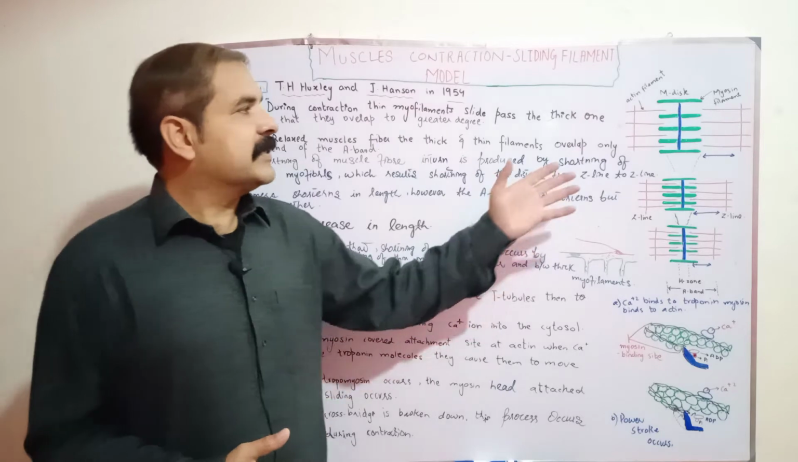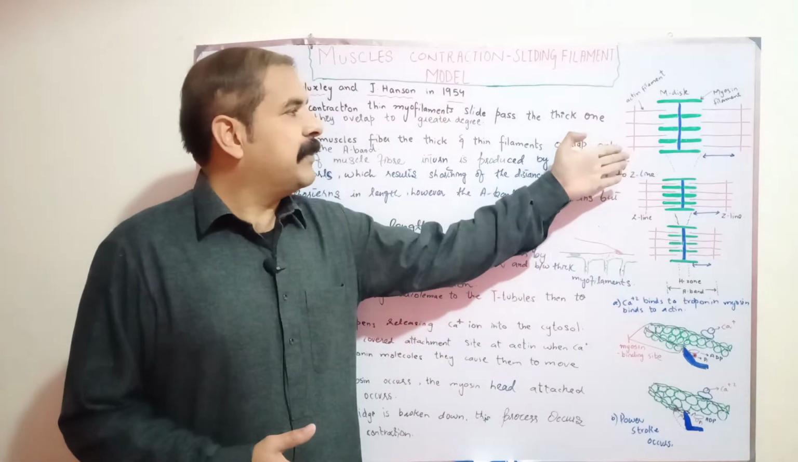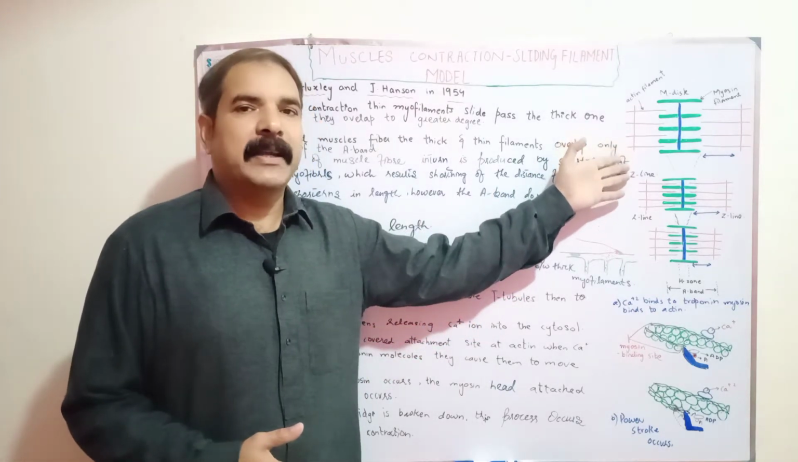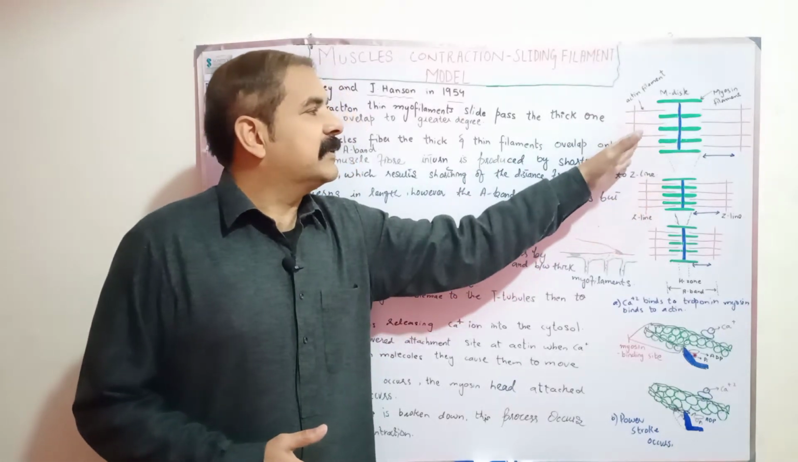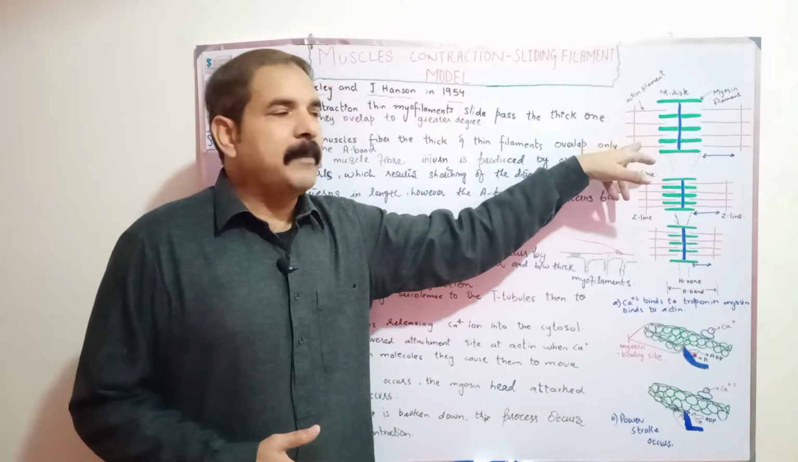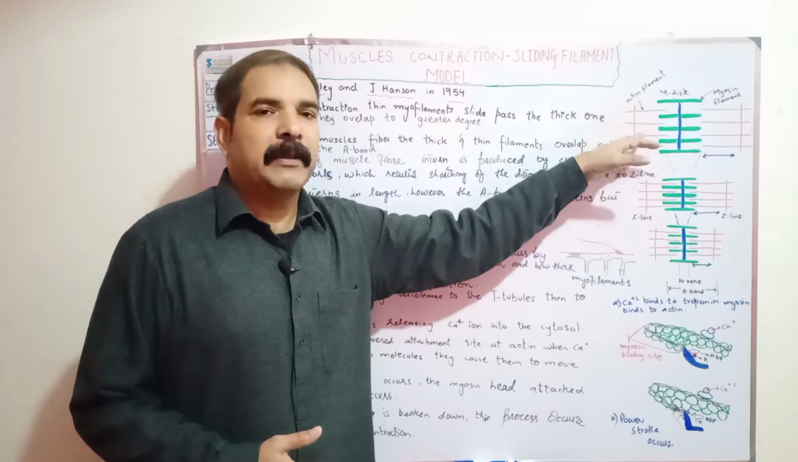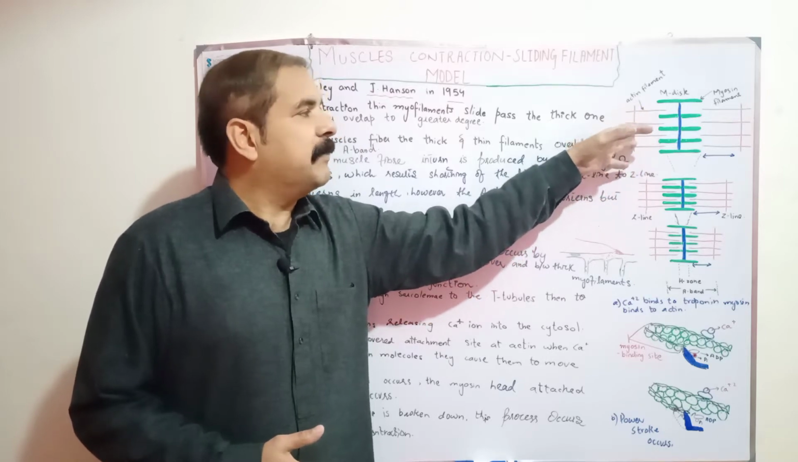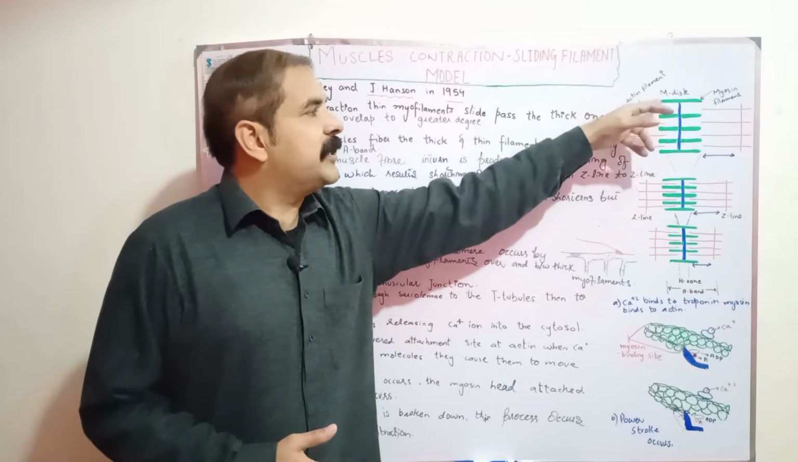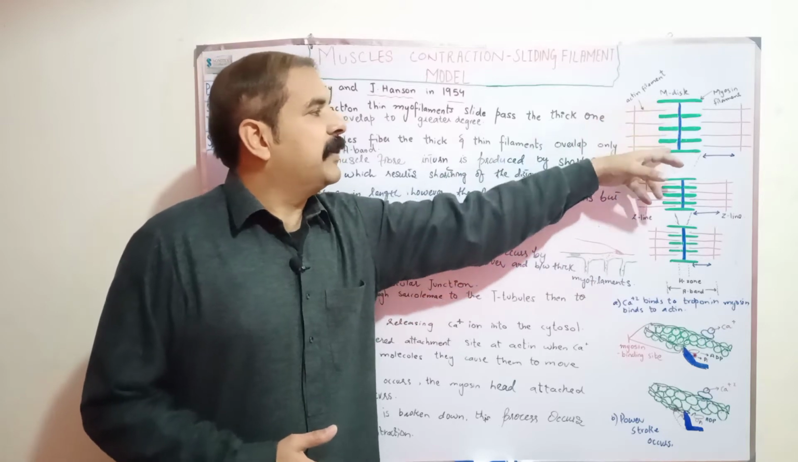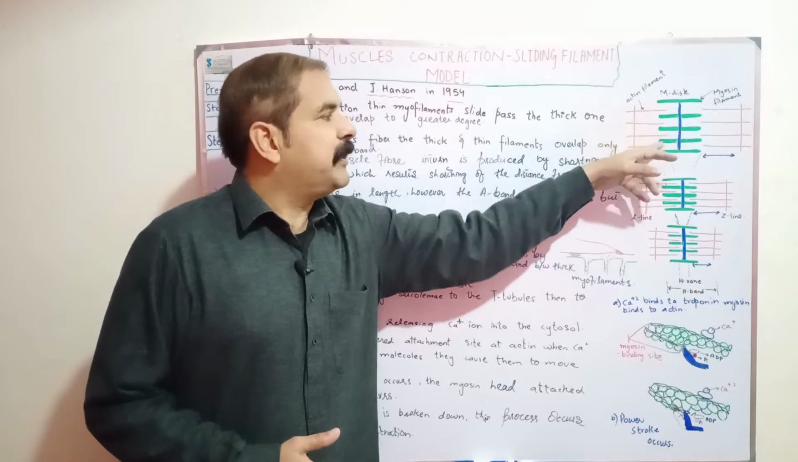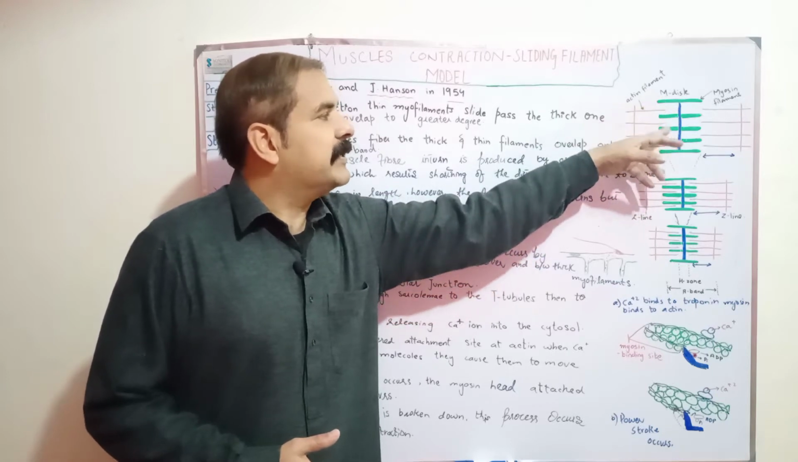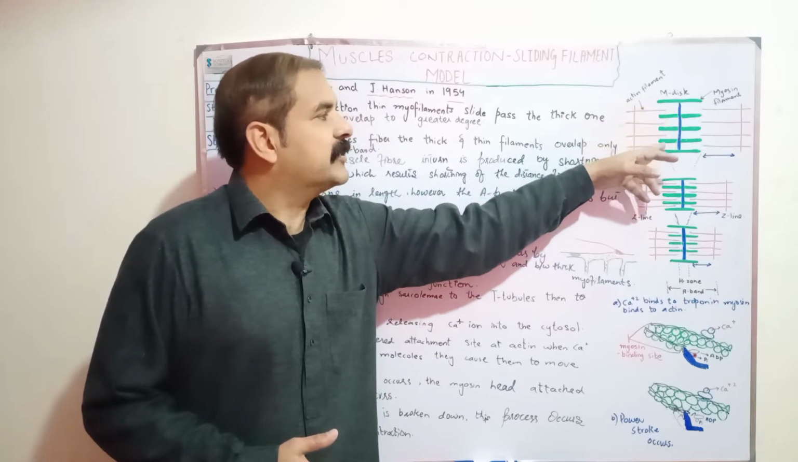There are two bands in the myofibril. The first one is the A band, which is a dark band, while the second one is called the I band, which is a thin and light band. So this is the arrangement of thick and thin filaments. The thin filament is between the thick filaments, like that. It's clear.